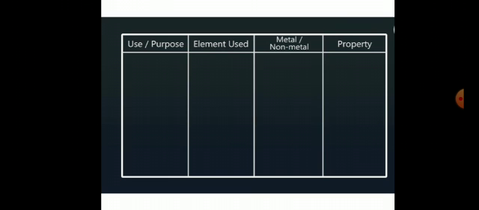So likewise, you write down at least 5 elements, categorize them under the heading metal or non-metal, write down at least one property of each element and at least one use of element, and complete this table and write down this table in your science practical copy. We will study metals in detail in next video.